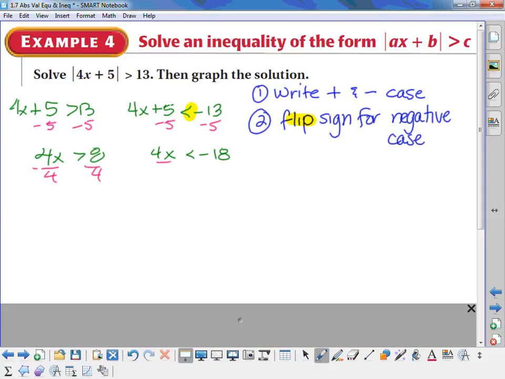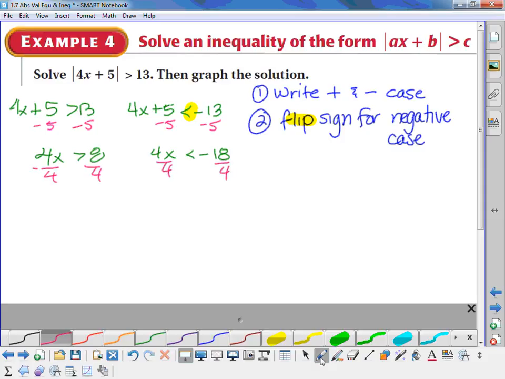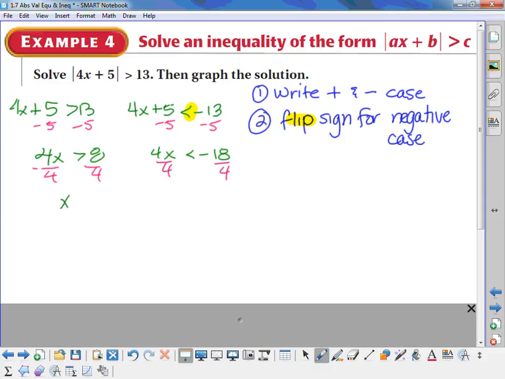Divide everything by 4. And so I get x is greater than 2. And I get x is less than negative 4 and a half. It reduces to 9 halves, which is 4 and a half. Now, I don't know if it's an and or an or, and so I'm going to graph it to find out what happens with my graph. So that'll be my negative 4 and a half.